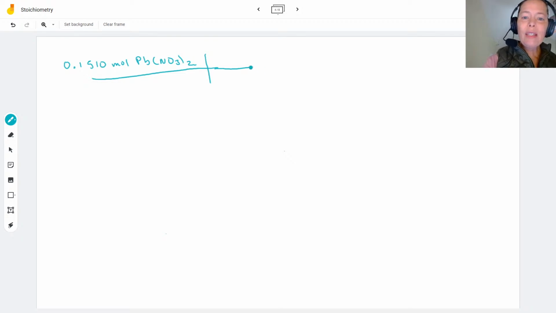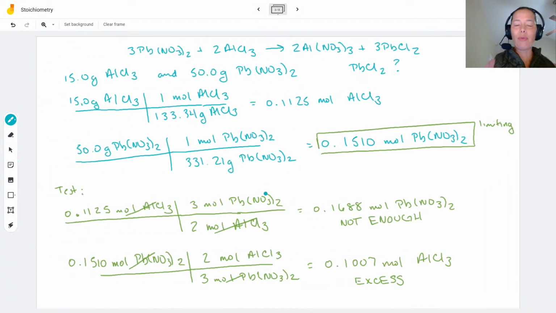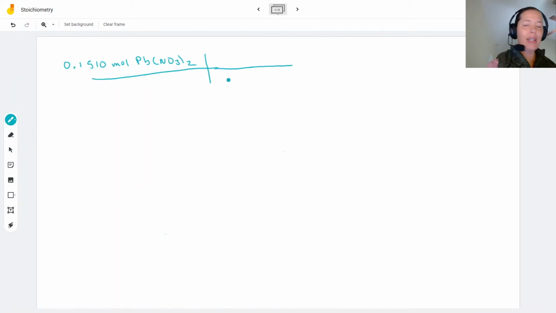Okay, so now I am predicting products from this, and I'm trying to get to my lead chloride. So I need my mole ratio between my lead nitrate here and my lead chloride. So let me come back here and write that in. So the nice thing is it's a 1-to-1 ratio, but it's a 3-to-3 ratio, which means I don't have to do a lot of extra math here. And this is moles of lead chloride. I always love it when the ratio is reduced to 1-to-1.